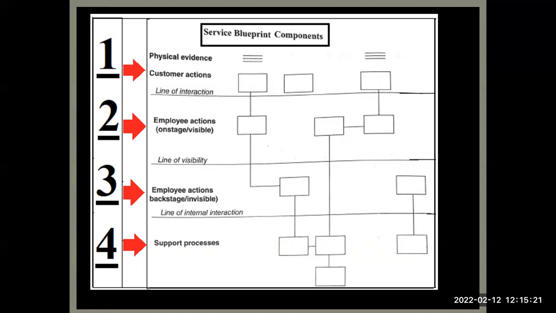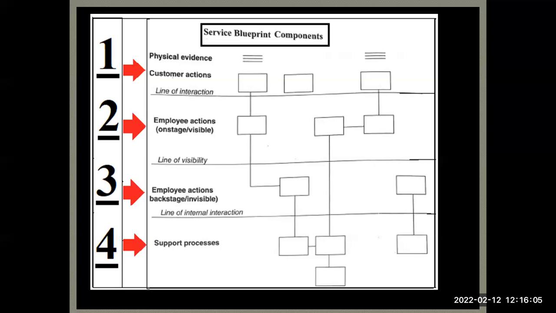At number 3, which is happening at the backstage, which is mostly invisible, we have employee actions. So the employee takes the order, and at the backstage he has to perform some operations. The operation parts which are not visible will come in the third row. That is called employee actions, backstage or invisible actions of the employee. That line is also called the line of internal interaction. Whatever is happening internally, which is not visible, is called the line of internal interaction.